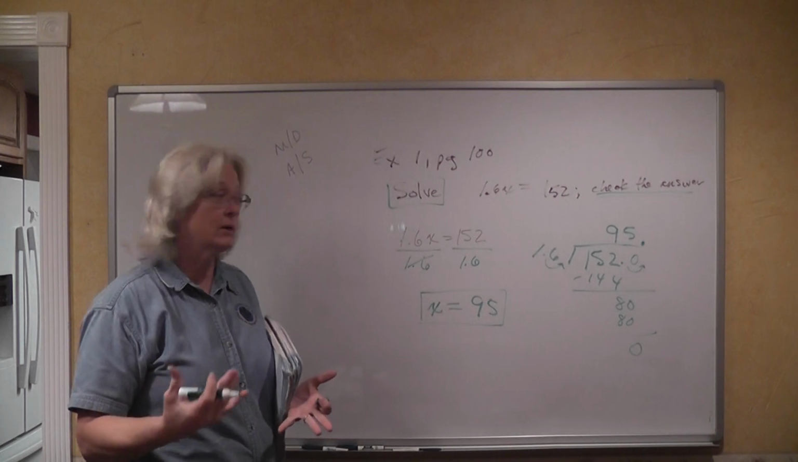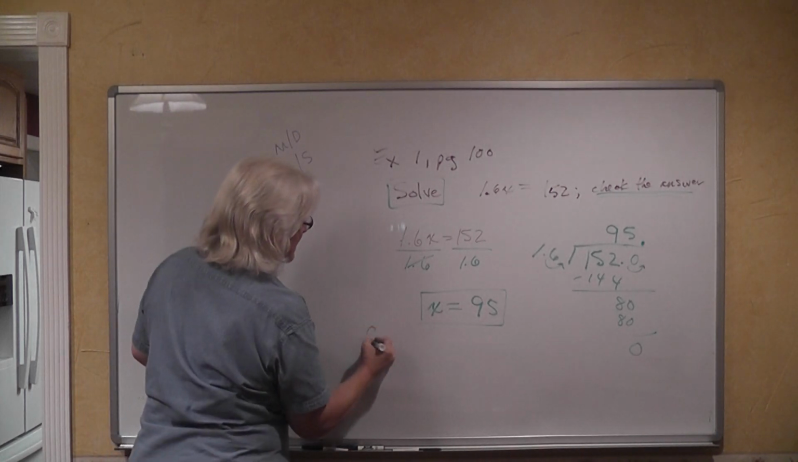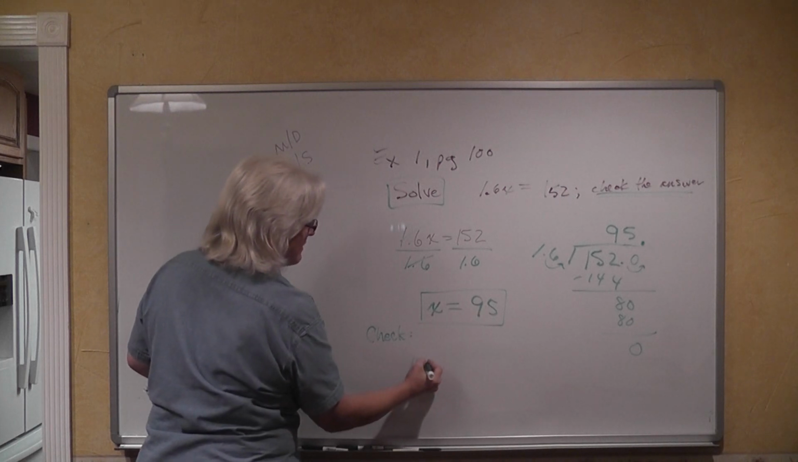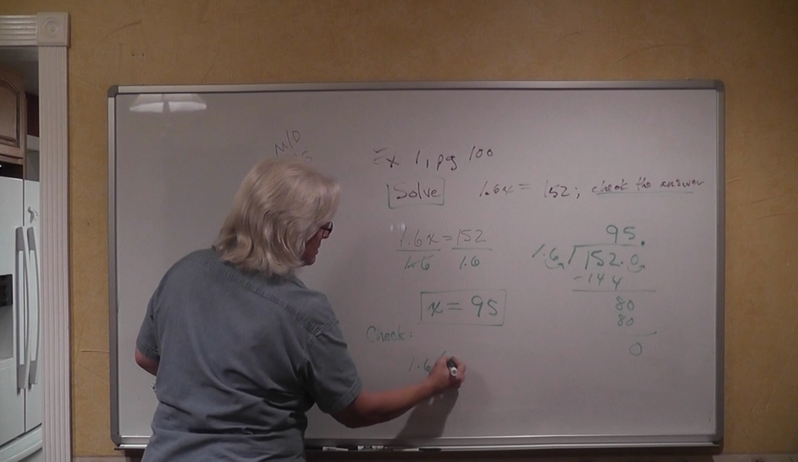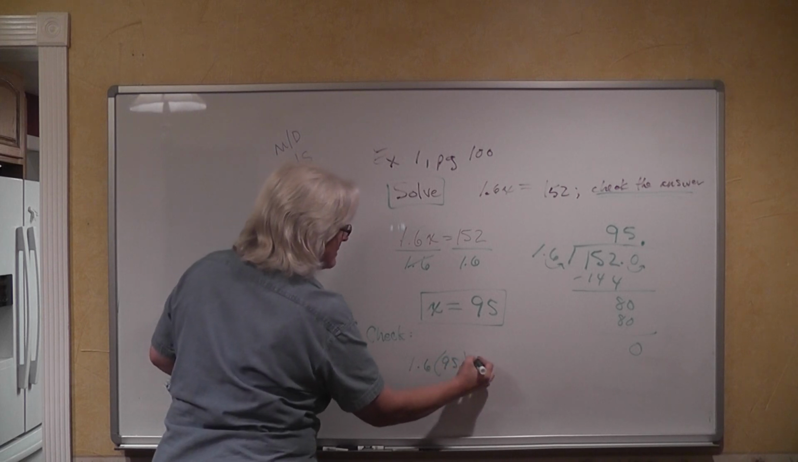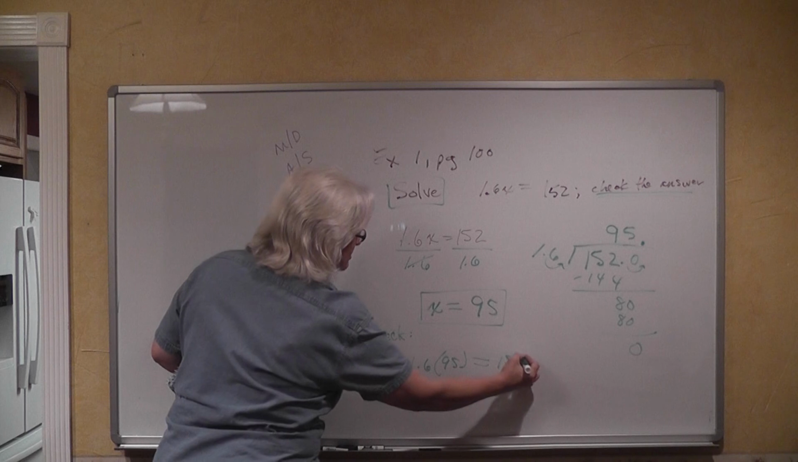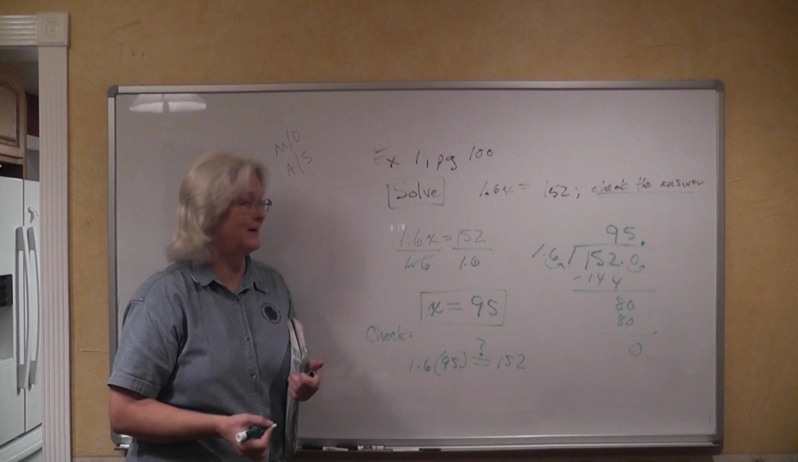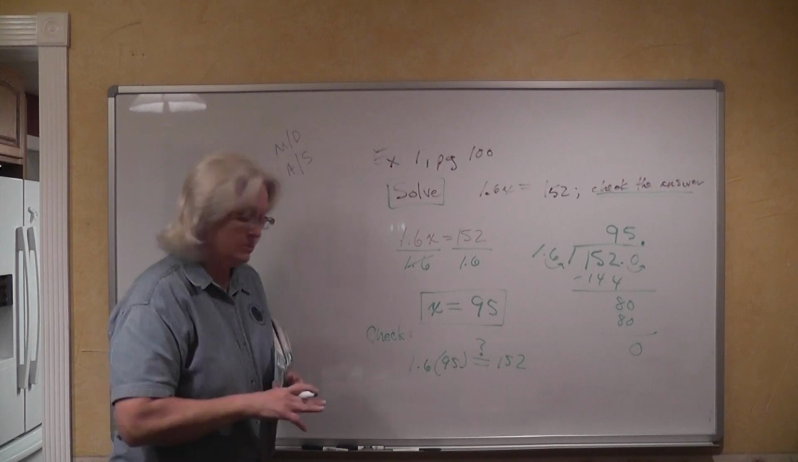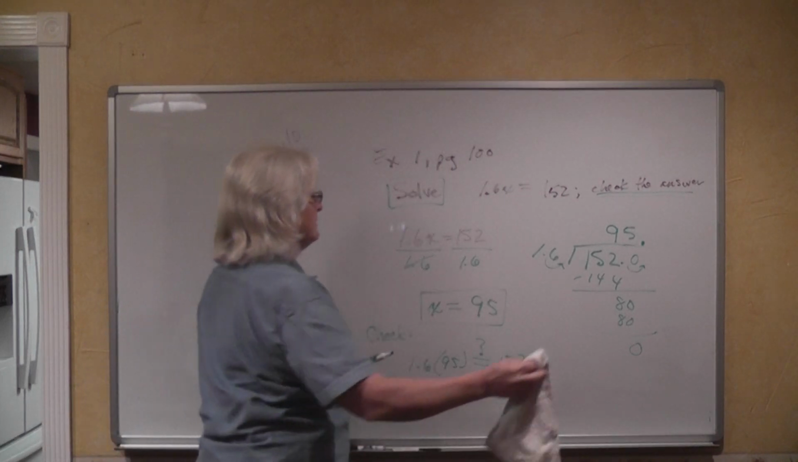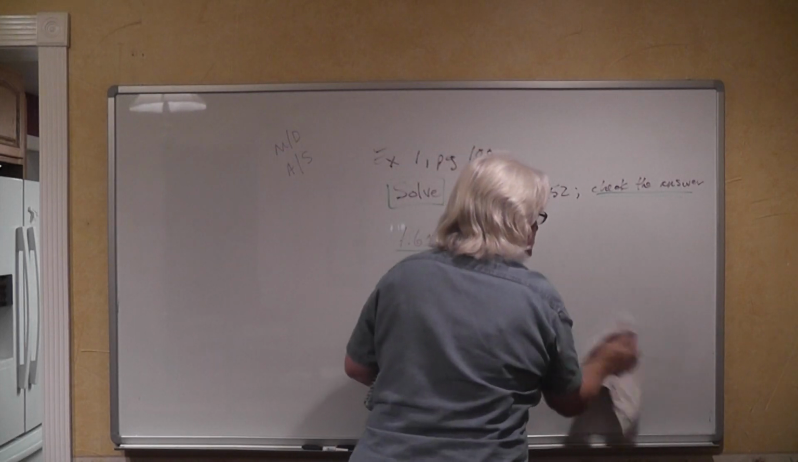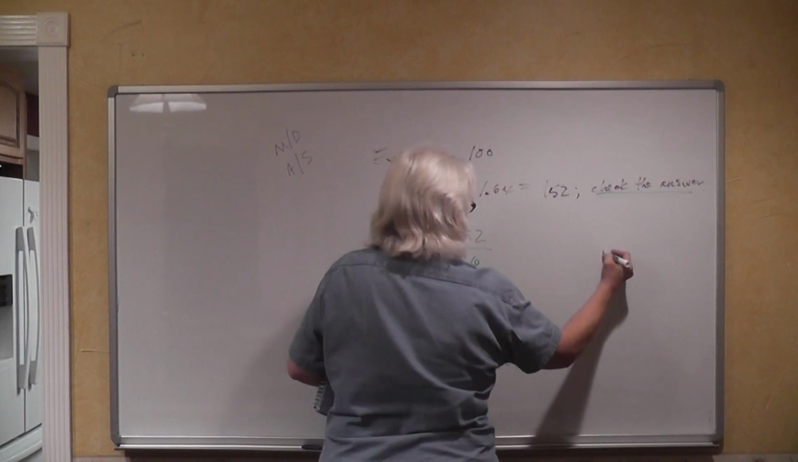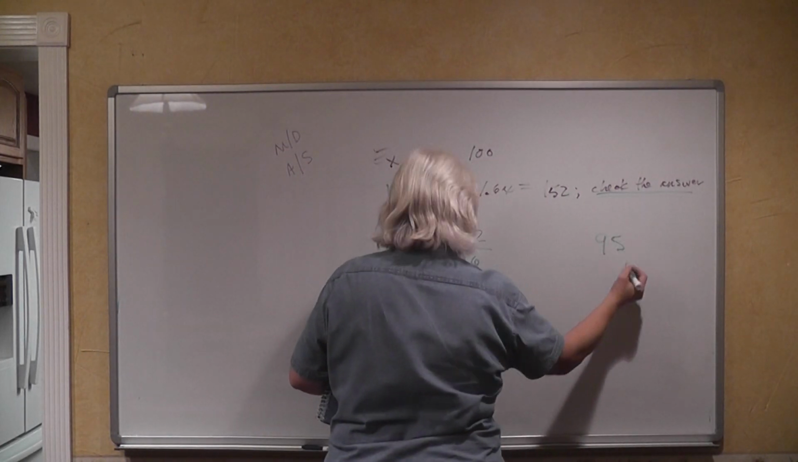How do we show our check on our homework? You write check, and then you substitute the value that you arrived at for the variable, which is 95, into the original equation, and you say, is it equal to? Is 1.6 times 95 equal to 152? Well, you don't erase your work. I just erased my work because I don't have enough room. But you're now going to show your multiplication for your check.